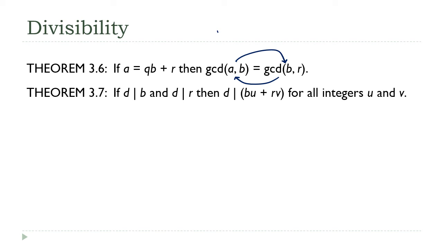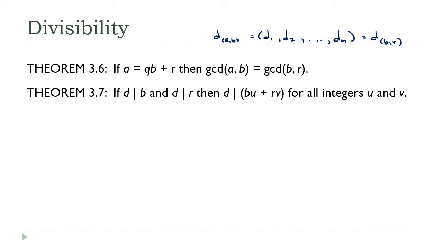Right, so the divisors of A and B are all the numbers on this list. And I know that these are also all the divisors of B and R. Well, if the set of all divisors of both of these pairs of numbers is the same, then their maximum divisor, their greatest common divisor, must also be the same. Okay, so that's how this proof is going to progress. All right, so let's see how we do this.